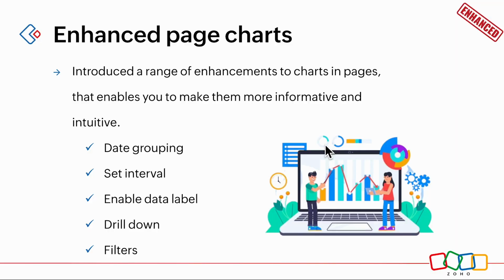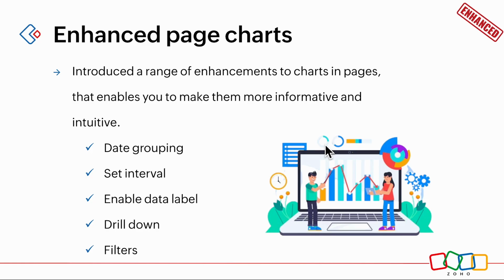Charts have seen a major upgrade as well. It offers smooth rendering, uniform activity, and a wide range of configuration options. Earlier, the user could only group based on date at a daily level. Now we have enhanced the feature by enabling the user to group the date based on yearly, monthly, as well as quarterly. Set interval. This comes in handy for large volumes of data.